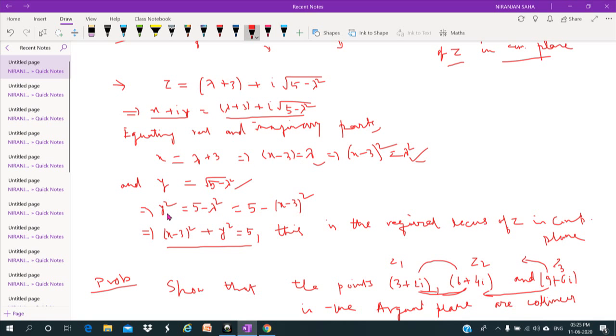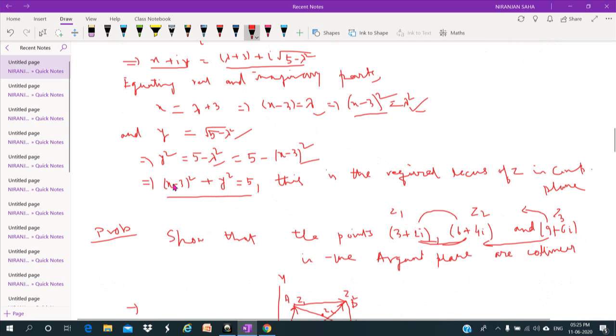So what is y square? Y square is 5 minus lambda square. So here if you put the lambda square value, what is this? (x minus 3) whole square. So this is 5 minus (x minus 3) whole square. Now if we rearrange, this will be (x minus 3) whole square plus y square equal to 5.